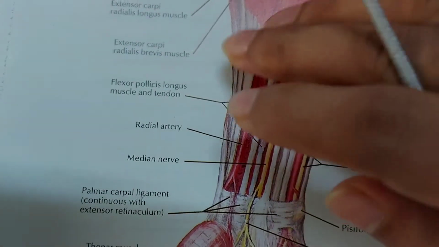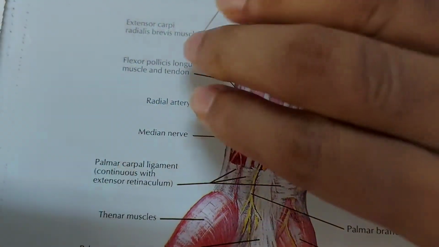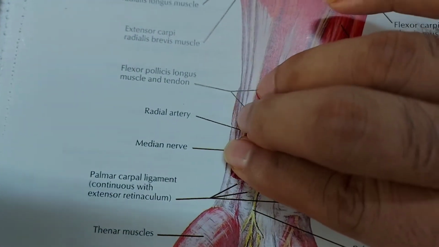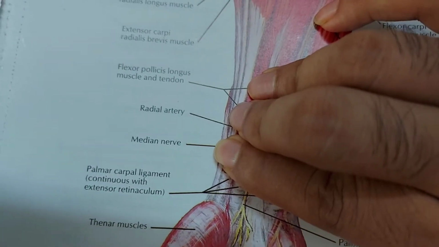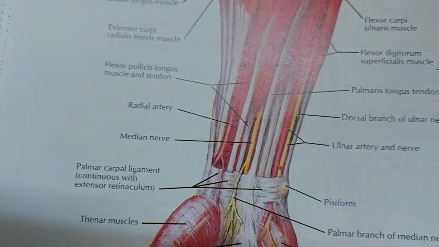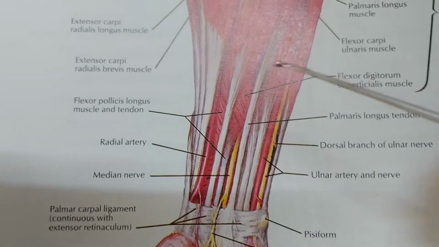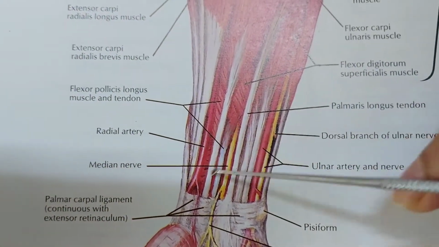For this reason the radial pulse is felt here with three fingers in this part of the forearm. So this is the area where the radial pulsation is felt.